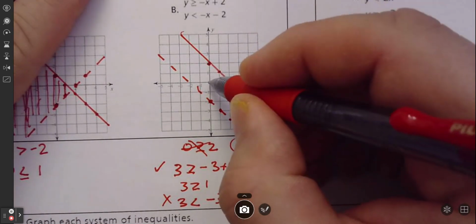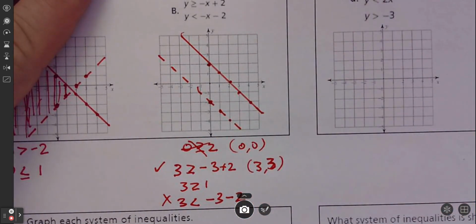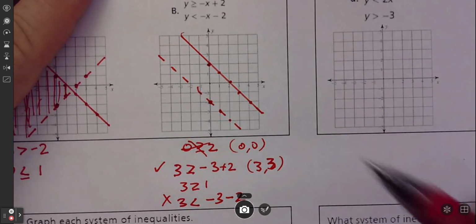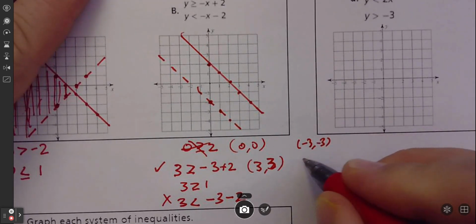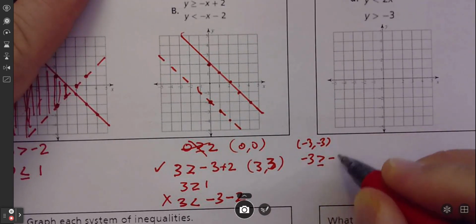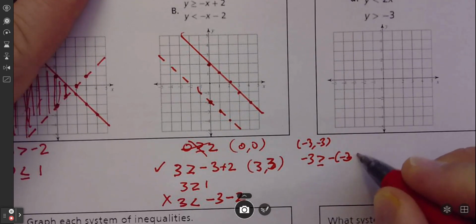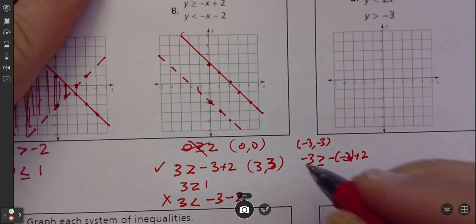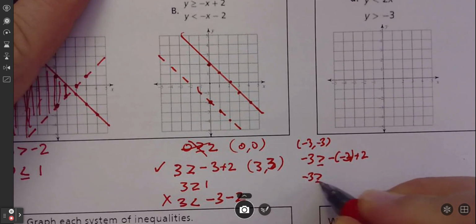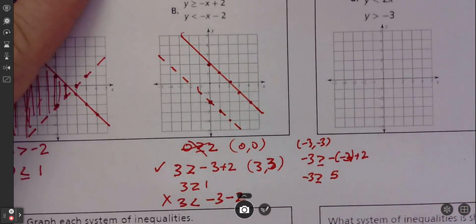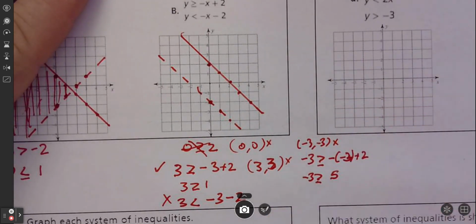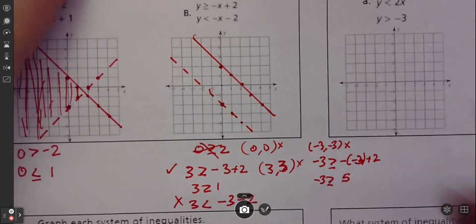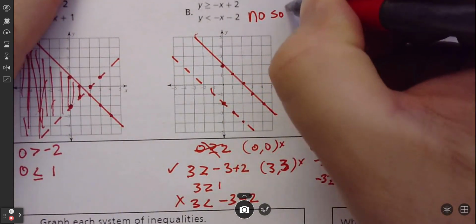So we tried 0, 0. I don't even want to put a dot there because it's not there. Tried 3, 3. Let's try -3, -3. So the first one would be -3 is greater than or equal to -3 plus 2, which is -3 is greater than 5. Nope. So that region doesn't work. So what's the answer? No solution. This time it is no solution. No region will work.